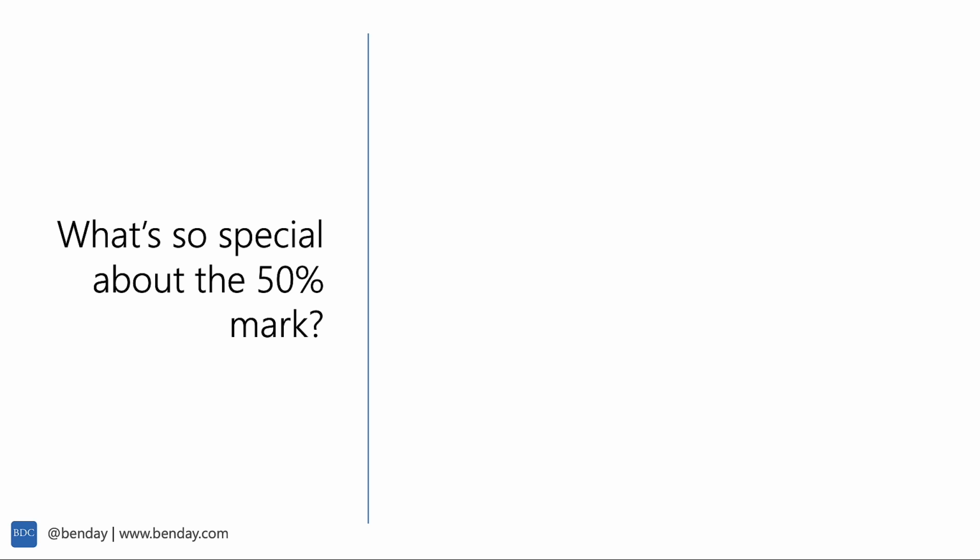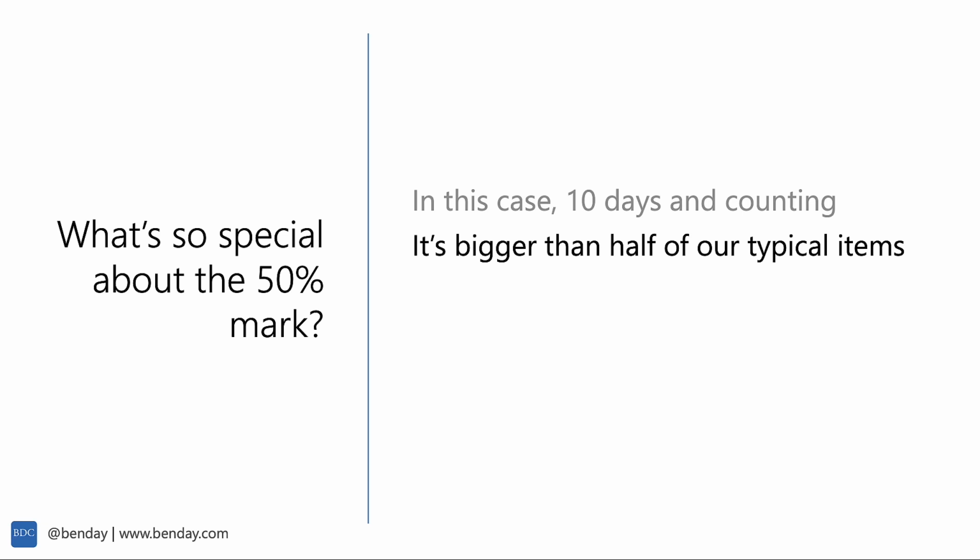When it hits the 50% mark, you can start saying a bunch of things. So in this case, where our 50% target says that it's going to be done in 10 days or less, well, in this case, a piece of work has already hit 10 days. So it's 10 days and counting. And that means that it's bigger than half of our typical items. Let me let that sink in for a second. This thing is bigger than half of the items that we typically work on.